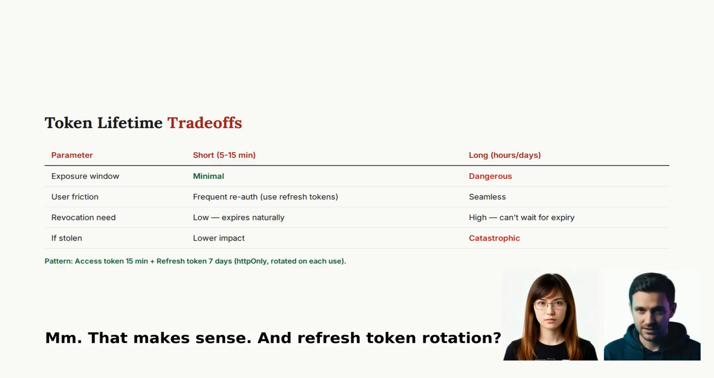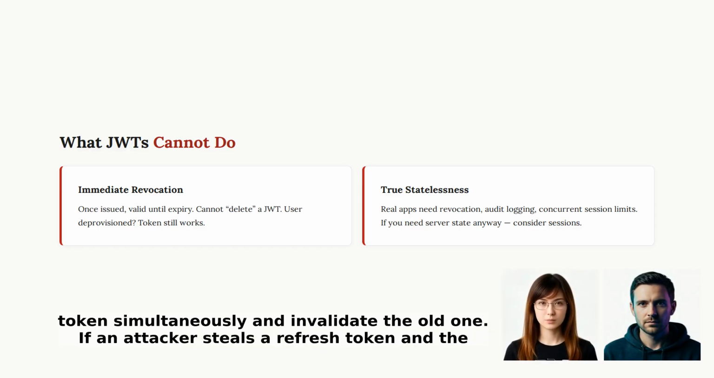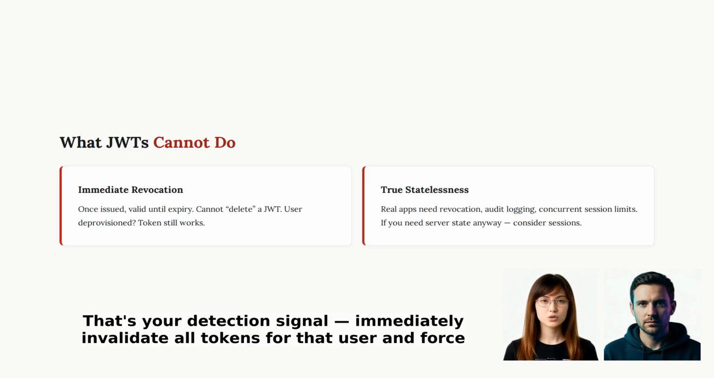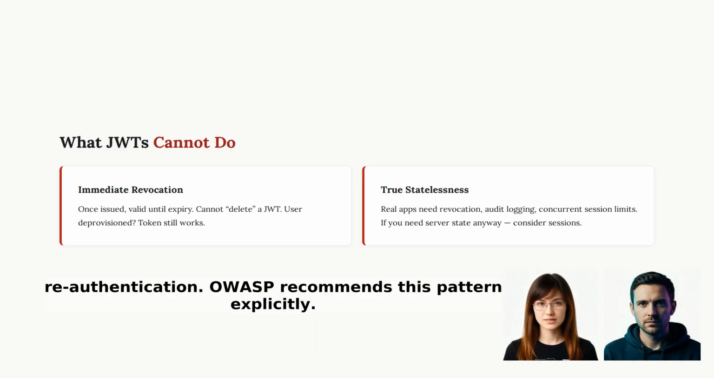That makes sense. And refresh token rotation? Critical. Every time a refresh token is used to obtain a new access token, you issue a new refresh token simultaneously and invalidate the old one. If an attacker steals a refresh token and the legitimate user also tries to use it, one of them will present an already invalidated token. That's your detection signal. Immediately invalidate all tokens for that user and force reauthentication. OWASP recommends this pattern explicitly.